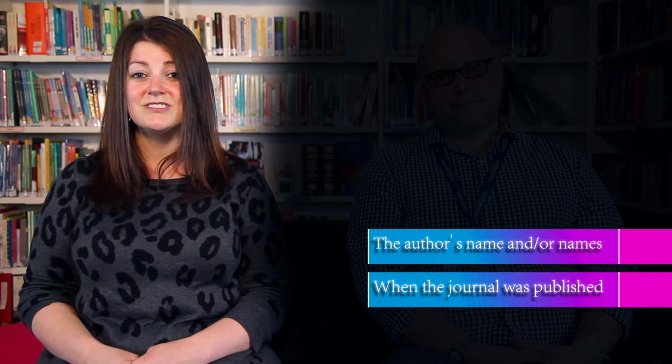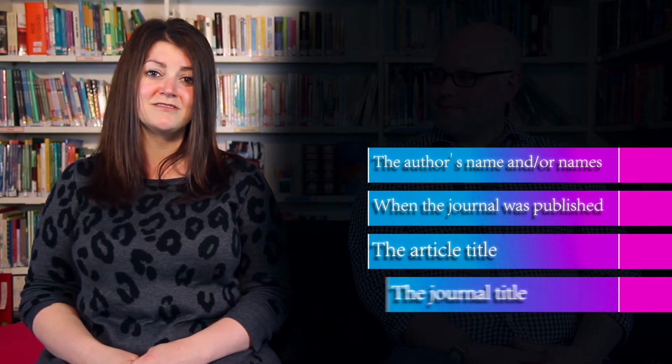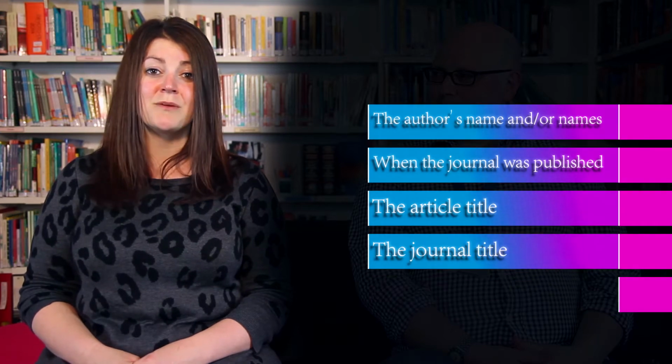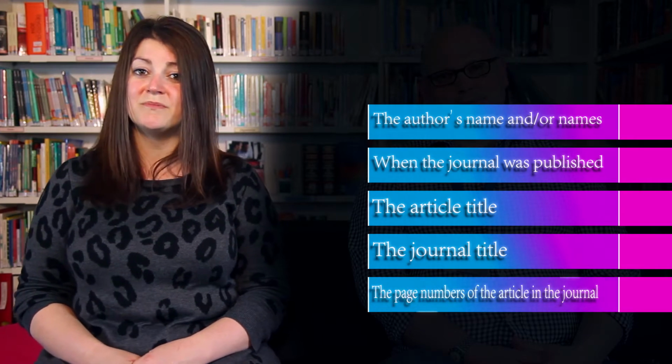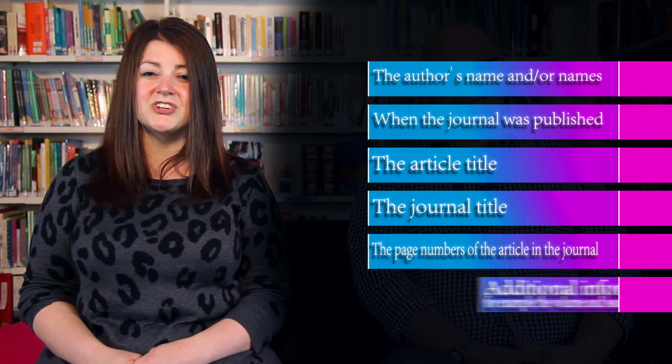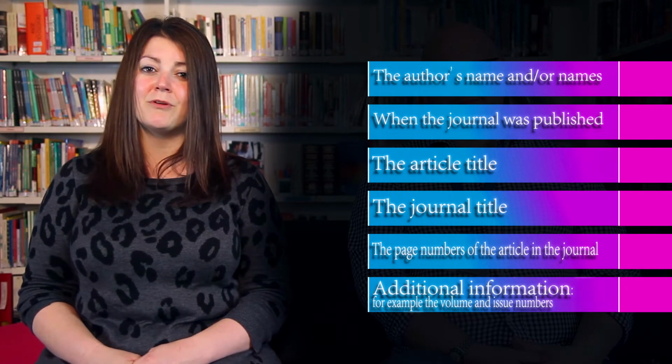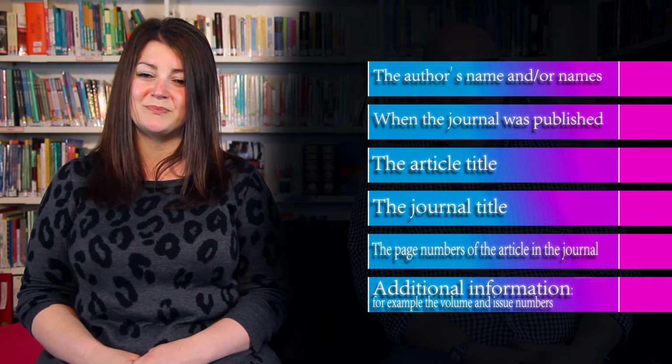If it is a journal paper you need to record the author's name or names, when the journal was published, the article title, the journal title, the page numbers of the article in the journal, and additional information, for example, the volume and issue numbers.